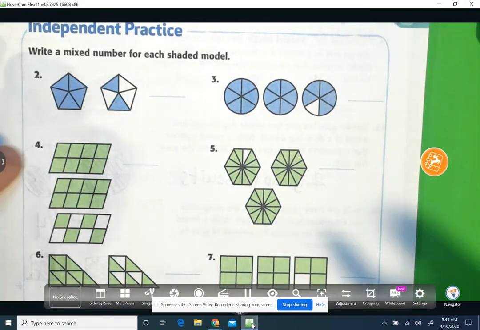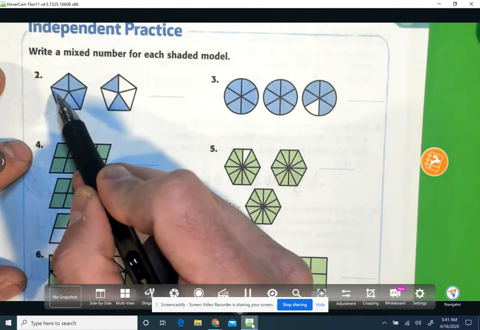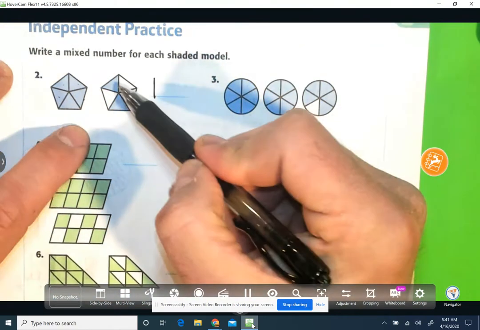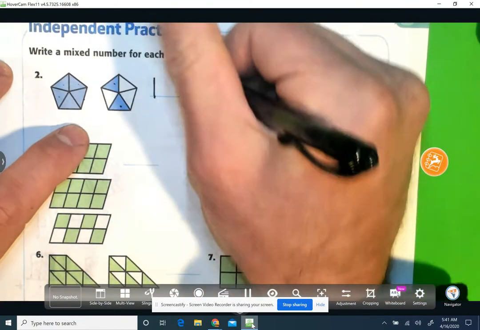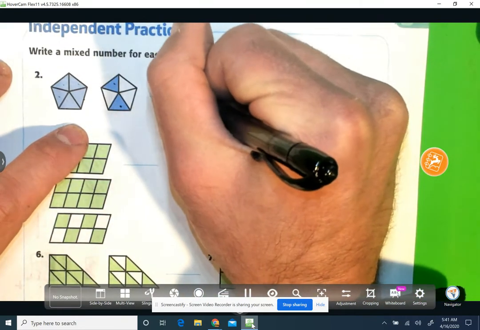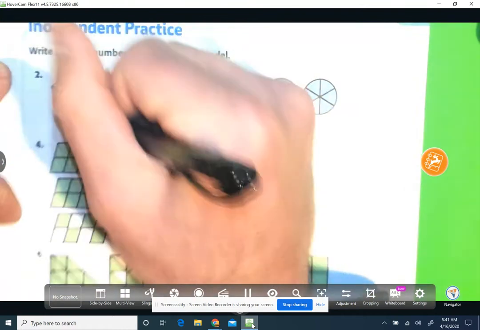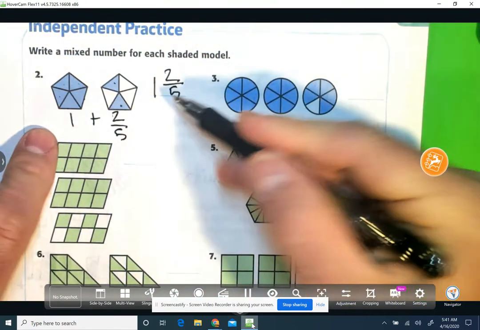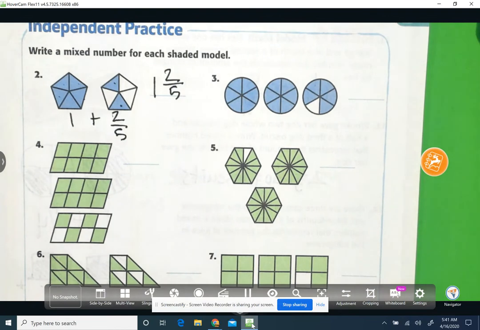And we have 1, 2, 3, 4, 5 fifths, which is 1 whole. And then we have 1, 2 fifths. 1 plus 2 fifths is 1 2/5.